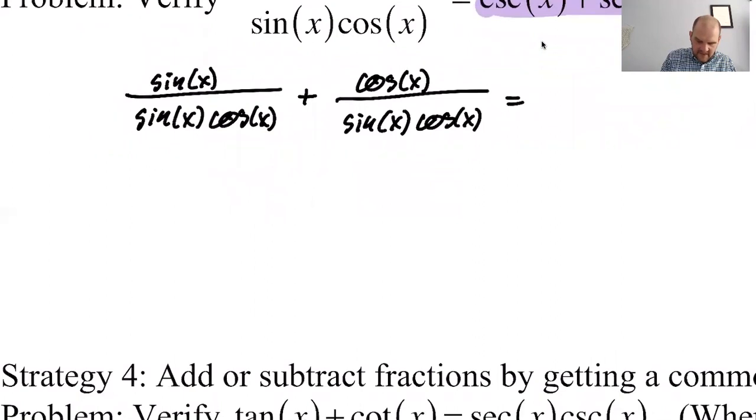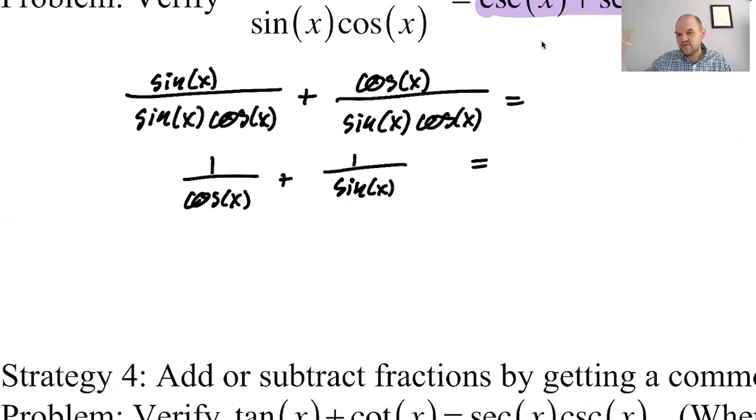Now, I'm going to cancel those. I'm also going to cancel those. So I will get 1 over cosine plus 1 over sine. Well, this equals the right-hand side, which I'm not going to touch. 1 over cosine, because of the reciprocal identity, I know is secant.